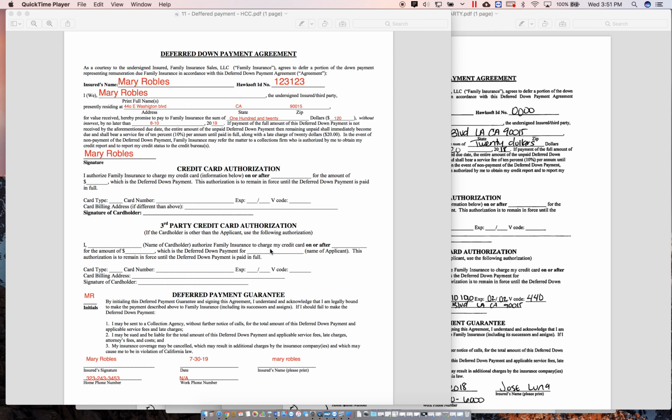This document is called Deferred Down Payment Agreement. The purpose of this document is to establish an agreement with the client if they are not able to make the down payment in full. For example, if the down payment is $300 and the customer is only able to make a partial payment of $200, then there's a $100 balance.